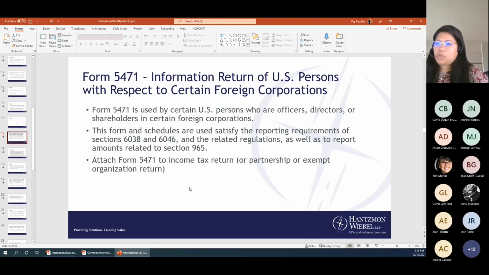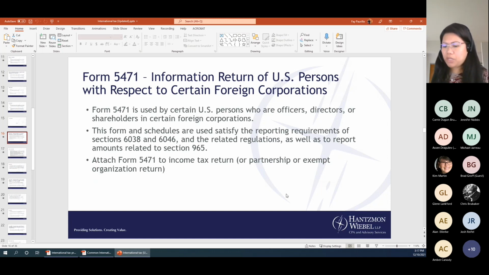So we are supposed to attach form 5471 to income tax returns of these persons, but there are certain categories of filers. If you've seen this form before, we wanted to alert you that there were current changes on the category of filers. By the way, you could also be a partnership or an exempt organization and have a need to file the 5471.